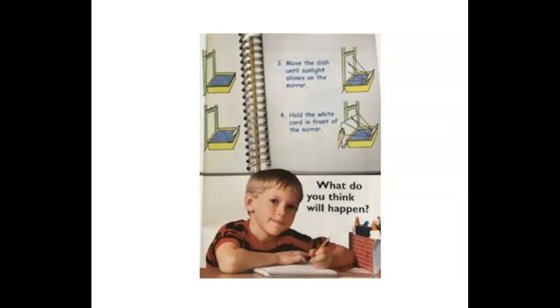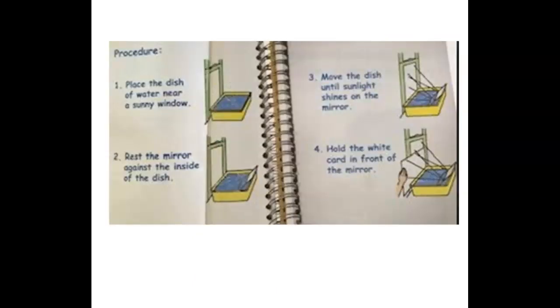Let's take a look at the full procedure. That might be helpful. Place the dish of water near a sunny window. That's number 1. Number 2, rest the mirror against the inside of the dish. Number 3, move the dish until sunlight shines on the mirror. And number 4, hold the white card in front of the mirror.